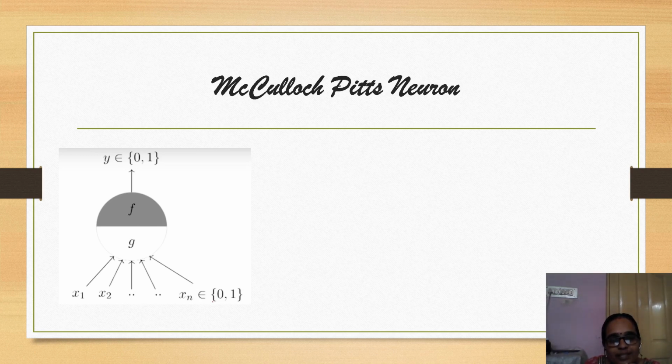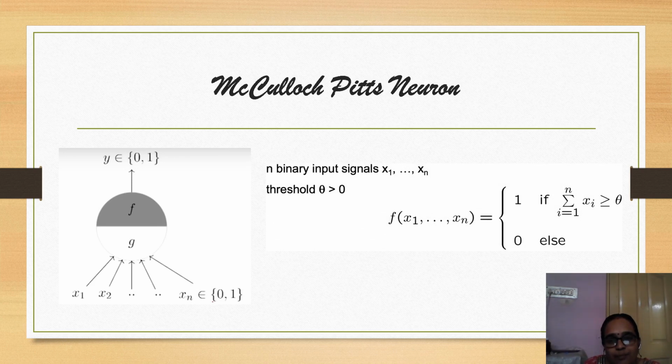The function of g is just to summate the values. It calculates x1 plus x2 plus x3 up to xn. The summated value is given to activation function f. This f calculates the output as 0 or 1 based on some value called theta. Theta is the threshold parameter. If the summated value is above or equal to theta, the answer will be 1. Otherwise the answer will be 0. So this logic is called threshold logic and the parameter theta is called the thresholding parameter.